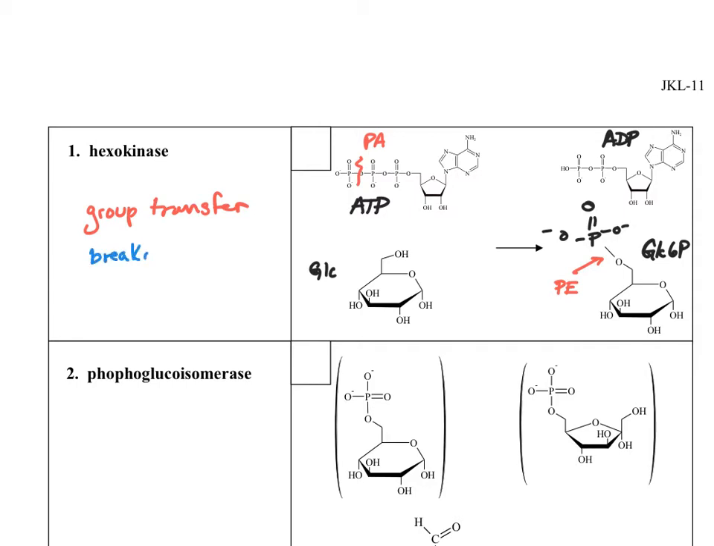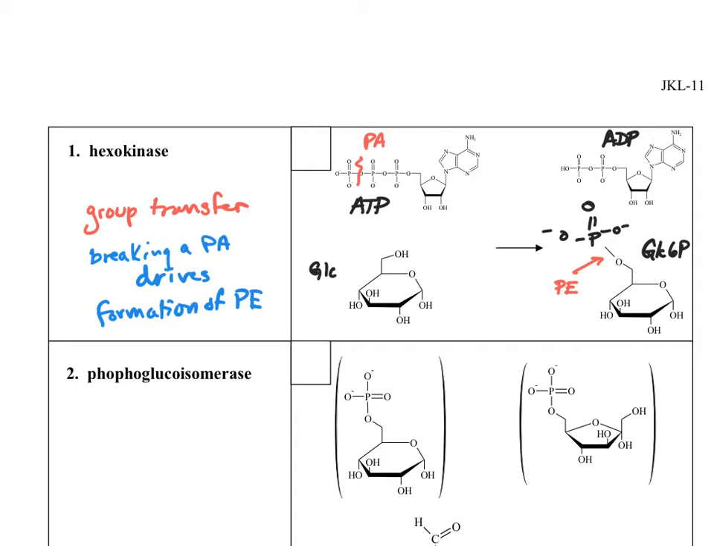Breaking a phosphoanhydride drives formation of phosphoester. Remember, this is a coupled reaction. The negative 30 kilojoules per mole that we get from breaking the anhydride, phosphoanhydride, is enough to drive the formation of the phosphoester at positive 15 kilojoules per mole.